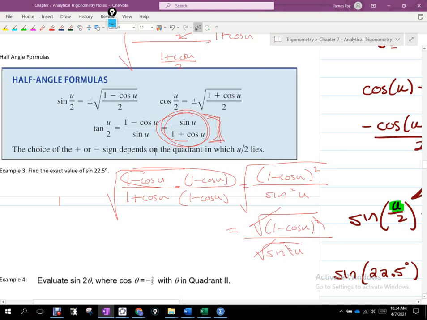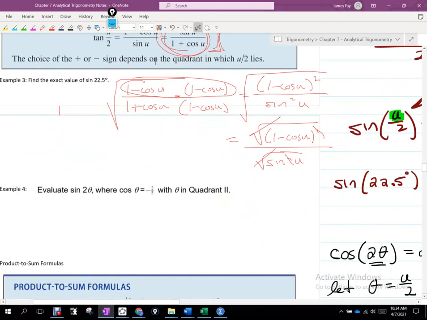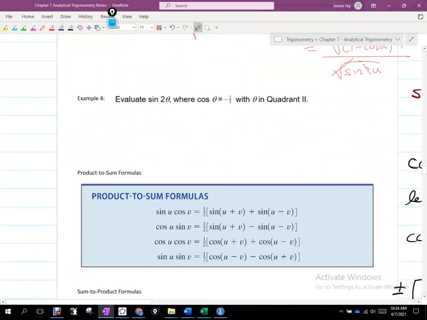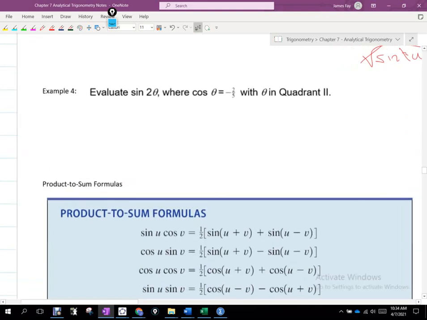All right. Okay, so I want to spend the rest of the time addressing example 4 and then a variation of example 4. It says evaluate sine of 2 theta where cosine theta is equal to negative 2/5, and we know that we're in quadrant 2.